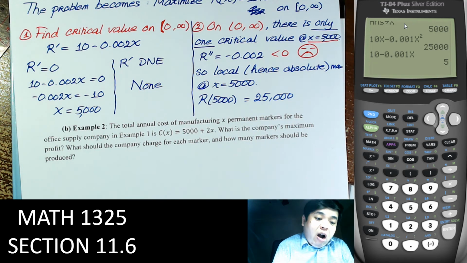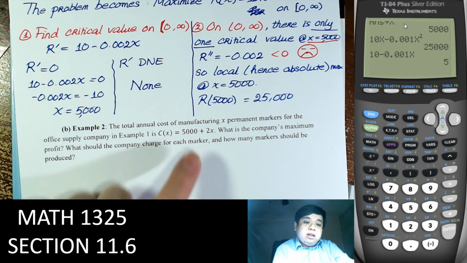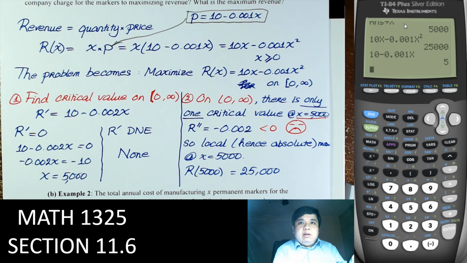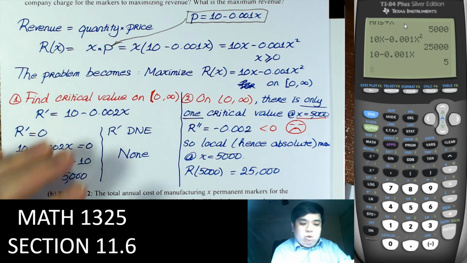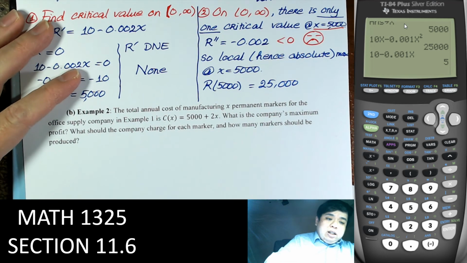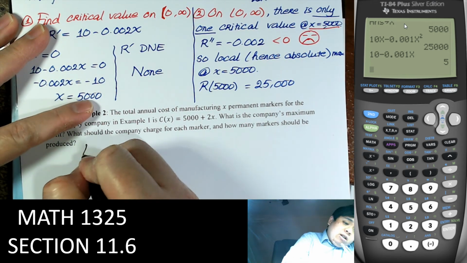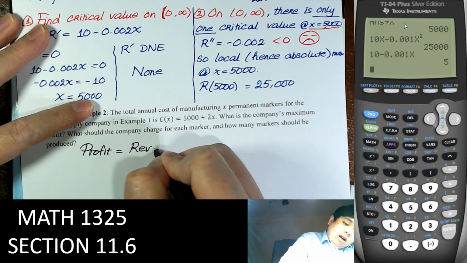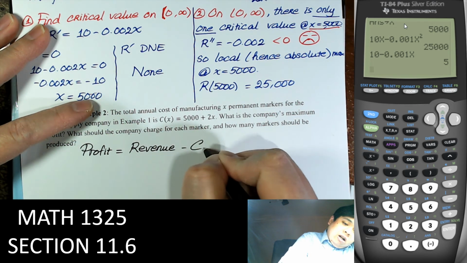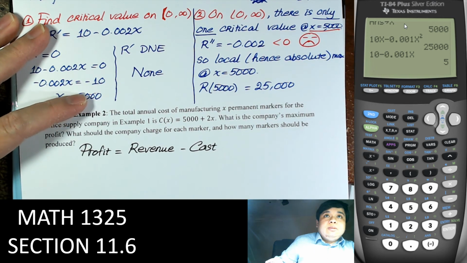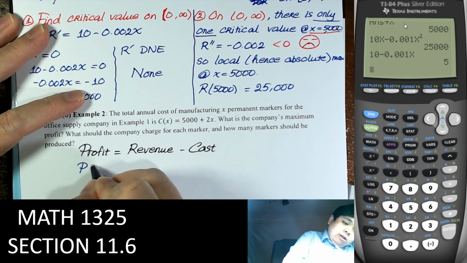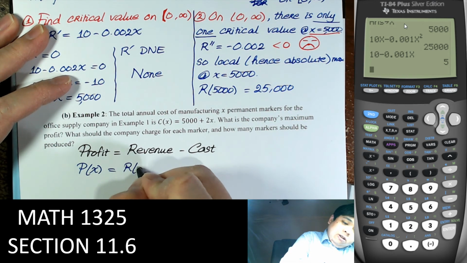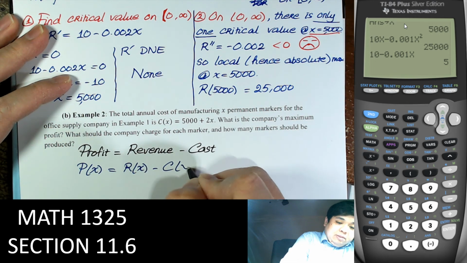Now, suppose the cost of x permanent markers is given by this. What is the company's maximum profit? Now, I'm just going to write out the function and the problem. The rest will be very easy, just like this. So I just want to write in this problem, the profit is equal to the revenue, the income, minus the cost. The revenue we have earlier, the cost is just given here.